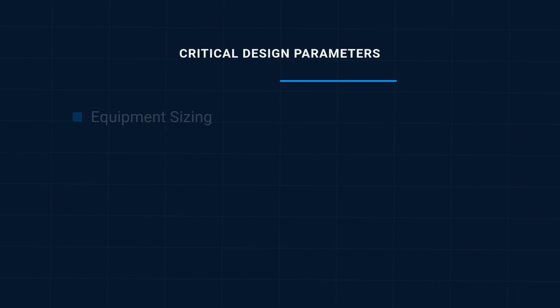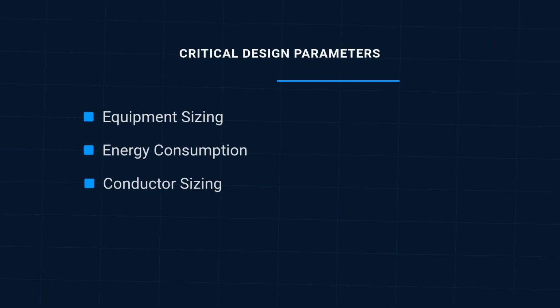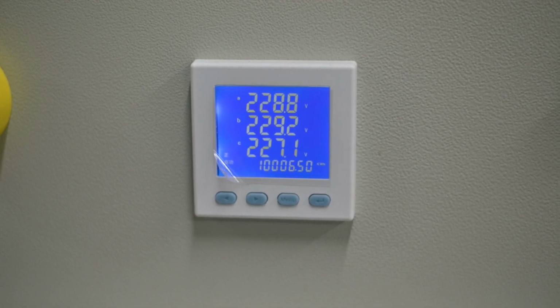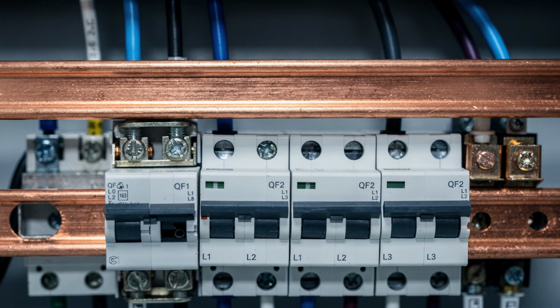Each output represents critical design parameters. Apparent power in kVA determines equipment sizing. Real power in kilowatts represents actual energy consumption. Current values help size conductors and protection devices.